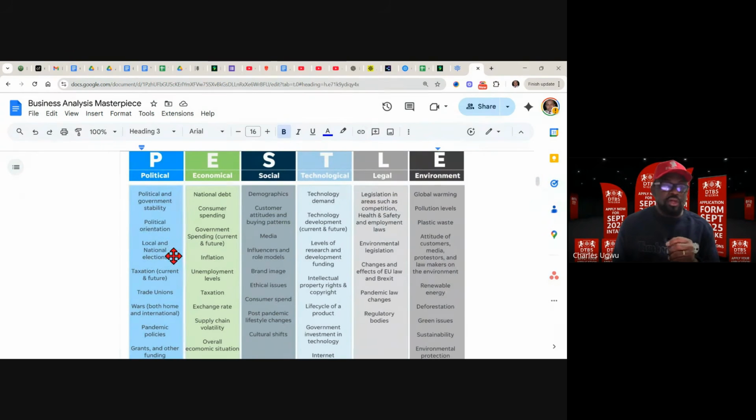Political orientation, how aware the people are, or the political culture affecting the industry, and equally local and national elections, do they affect your business? So these are the things when we want to talk about political. You see taxation, both current and future. How does the tax system affect your business?